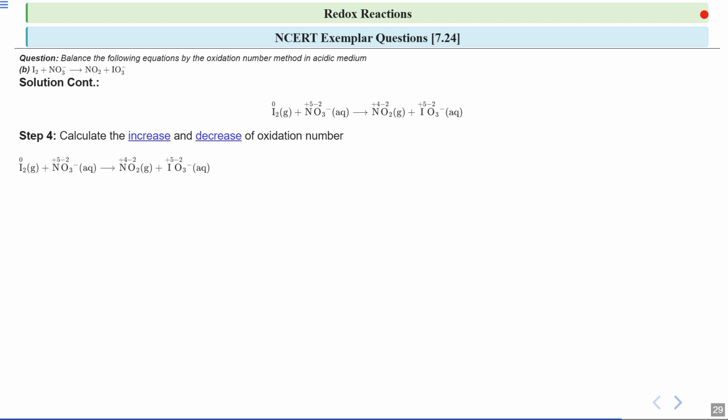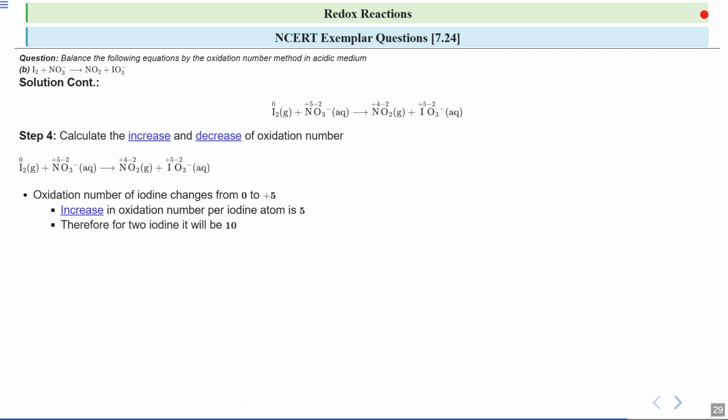It's very simple. In this equation, the oxidation number of iodine is changing from 0 to +5, so there is a change in magnitude of 5 per iodine atom. But for 2 iodine atoms, it will be 10, because on the left hand side we have 2 iodine atoms. So we will take the maximum one.